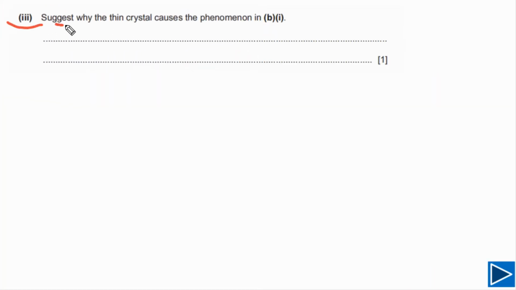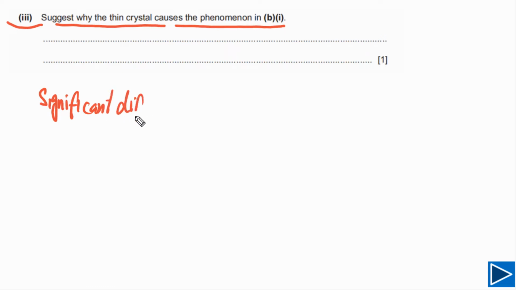For the third part, we need to suggest why the thin crystal causes the phenomenon in B1, which is electron diffraction. Why do we observe electron diffraction? Now we need to explain that. First, we need to understand when significant diffraction takes place. The condition for significant diffraction is when the gap size is almost equal to the wavelength of the wave.